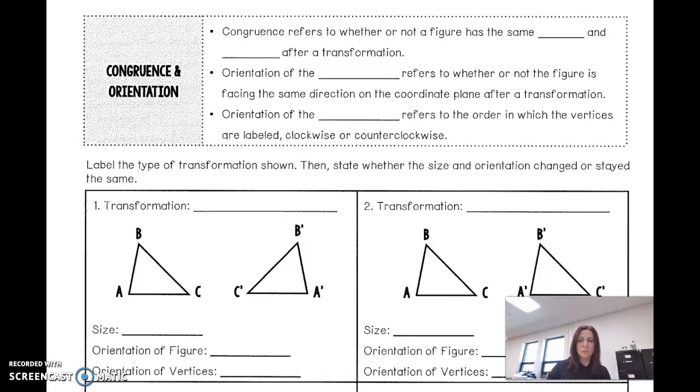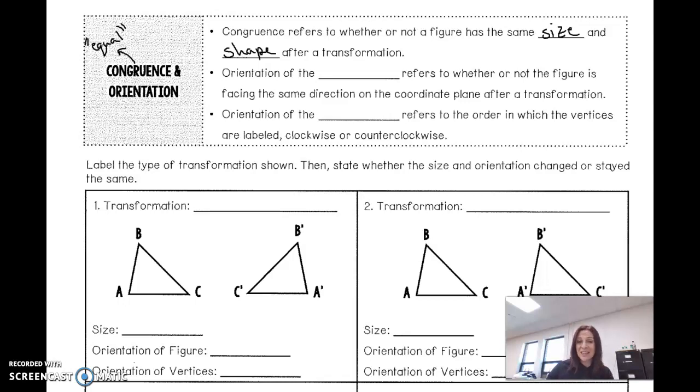Okay? It says congruence refers to whether or not a figure has the same size and shape after a transformation. Okay, so congruence really is our geometry word for what, in algebra, we refer to as things being equal, right? Not getting any bigger, any smaller. So if it has the same shape and size, it's congruent.